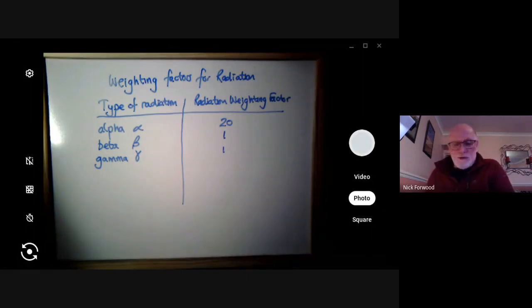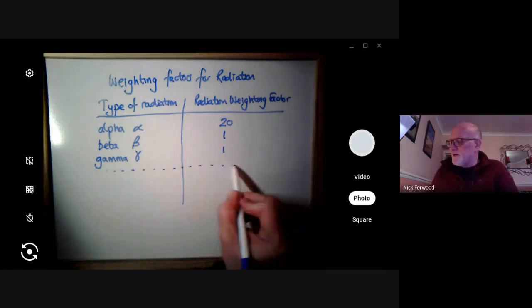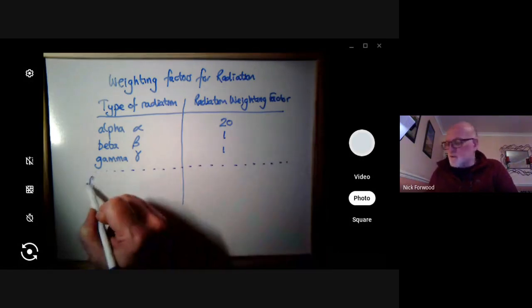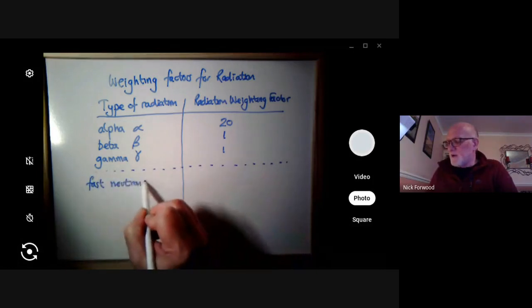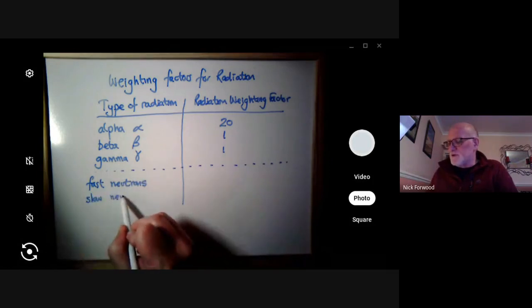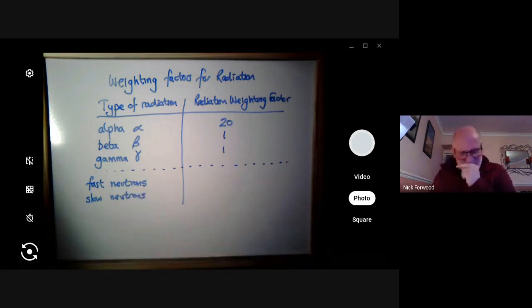I've mentioned before that, depending on your job, you might become exposed to other types of radiation, and some of these other types, which are not found in nature very easily, are things called fast neutrons. And these are in power stations, along with things called slow neutrons. So these are also found in power stations. Well, what sort of power stations? Well, nuclear power stations, where they use nuclear energy to generate electricity. So you'll get these in power stations.